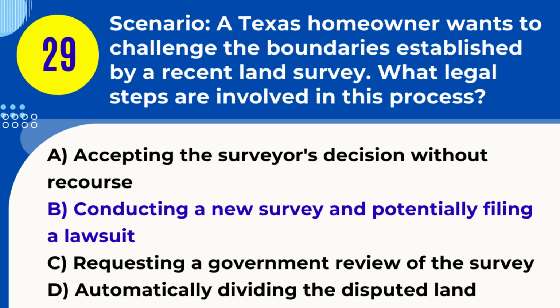Answer. B. Conducting a new survey and potentially filing a lawsuit. Explanation. If a Texas homeowner disagrees with the boundaries established by a land survey, they can conduct a new independent survey. If the dispute persists, they may need to file a lawsuit to resolve the boundary issue, often involving a court's decision based on the evidence presented.